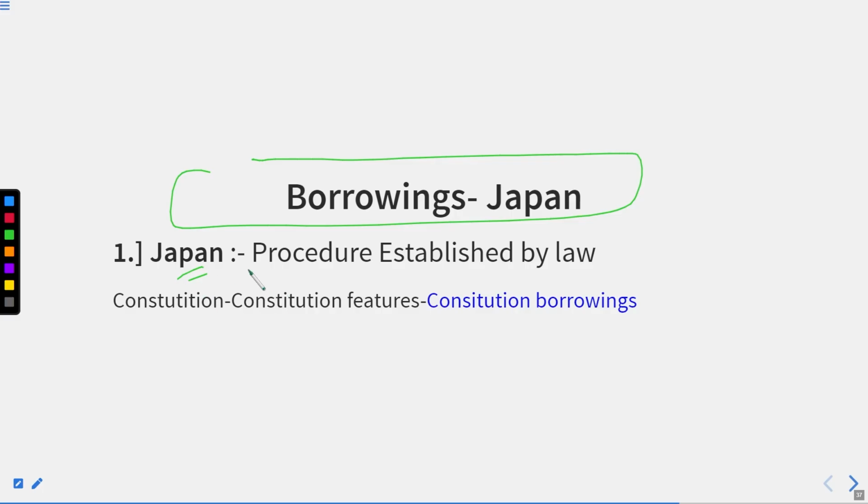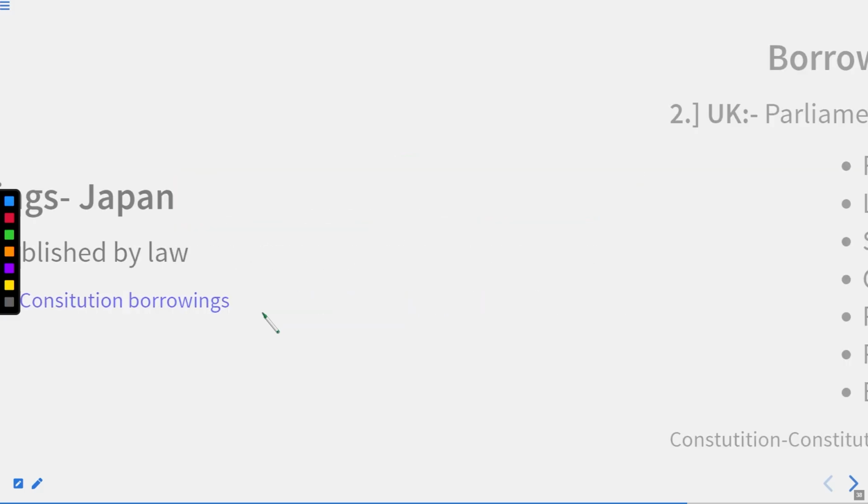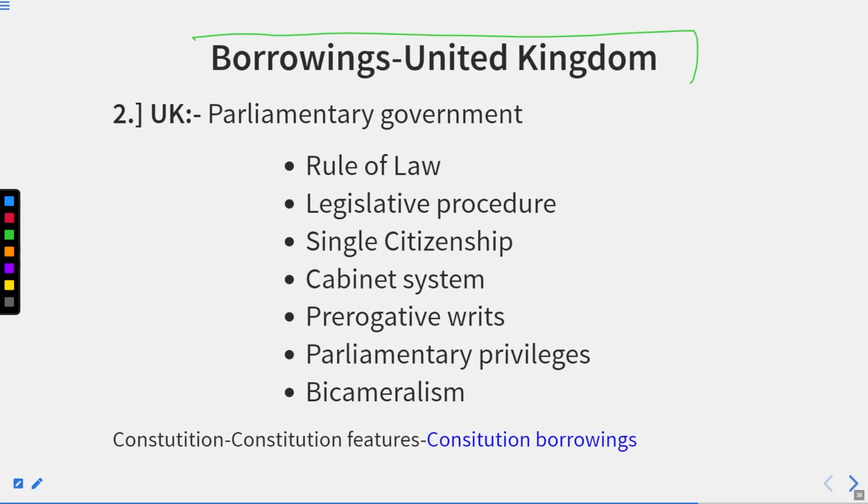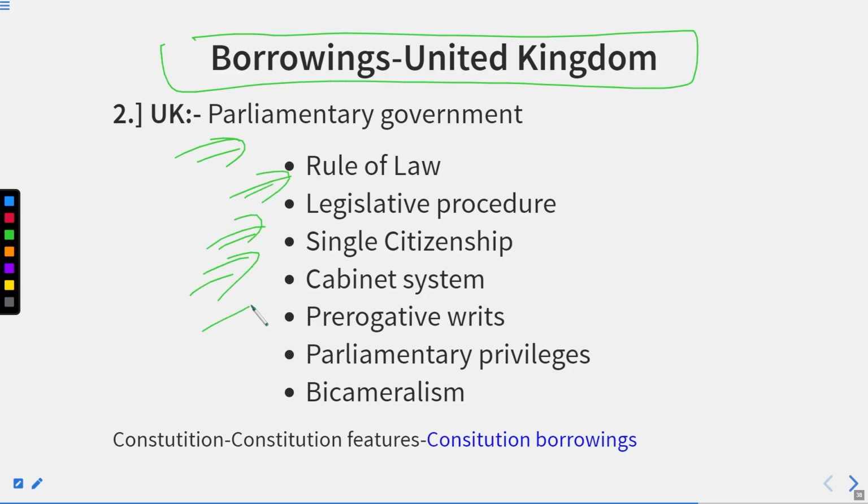From Japan, we have adopted procedures established by law. Okay. From UK or United Kingdom, we have taken the parliamentary government, rule of law, legislative procedure, single citizenship, cabinet system, prerogative writs, parliamentary privileges, bicameralism.